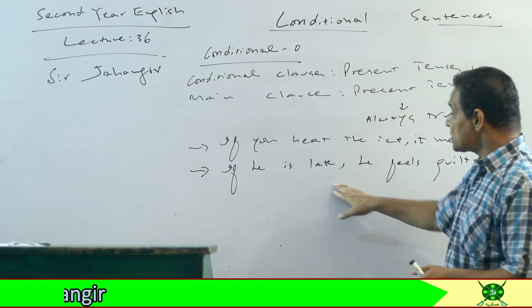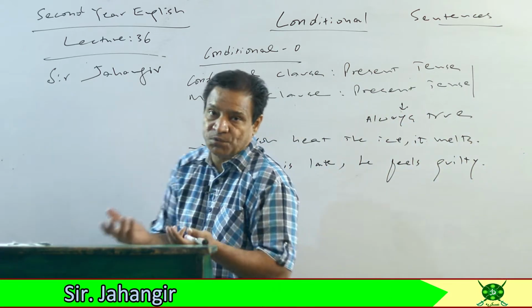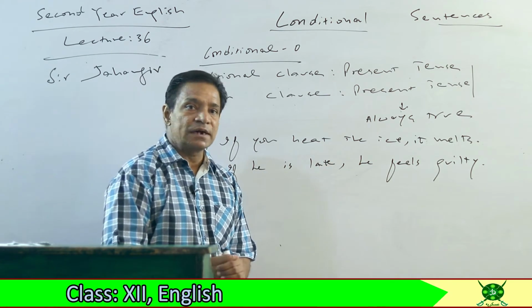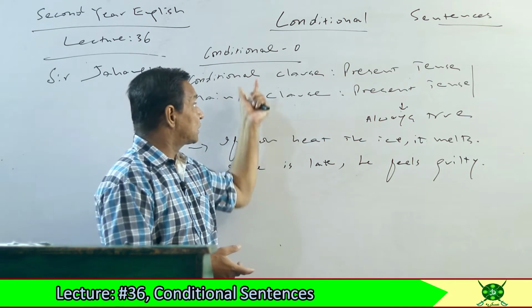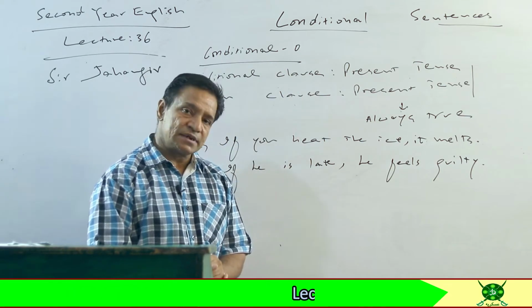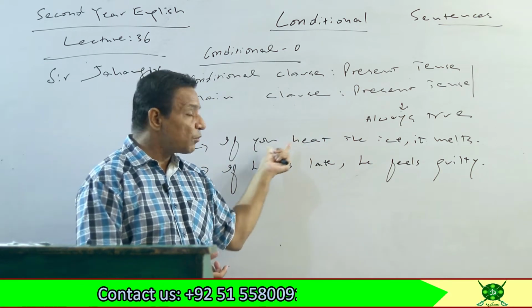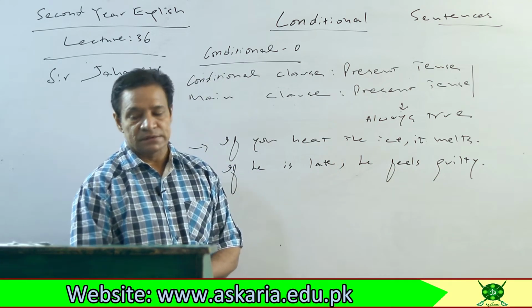And next, if he's late, he feels guilty. If he's late from office, if he's late from college, he feels guilty. So these are things which always happen. This is called the zero conditional sentence, where both the conditional clause and the main clause are in the present tense.